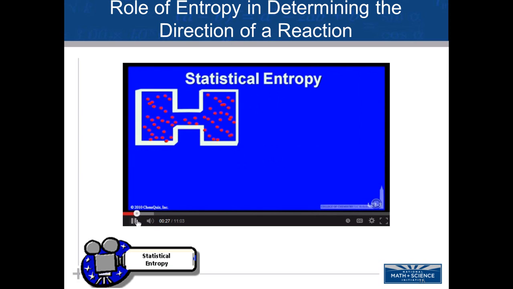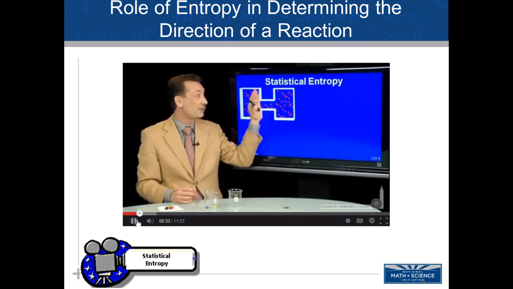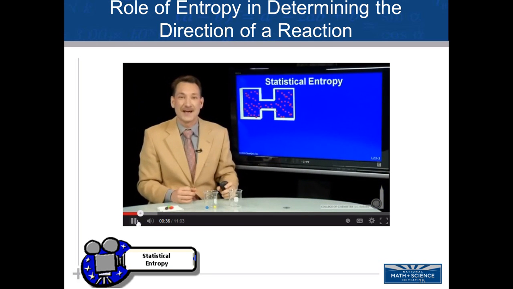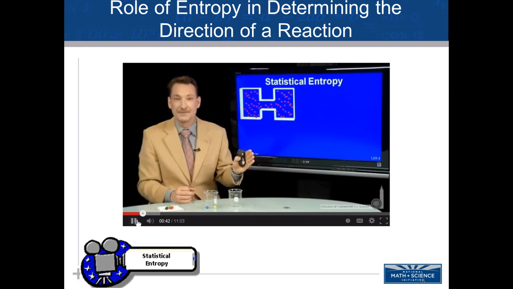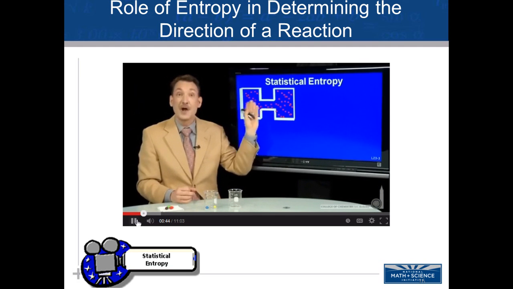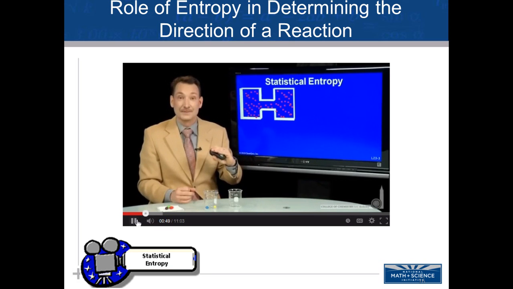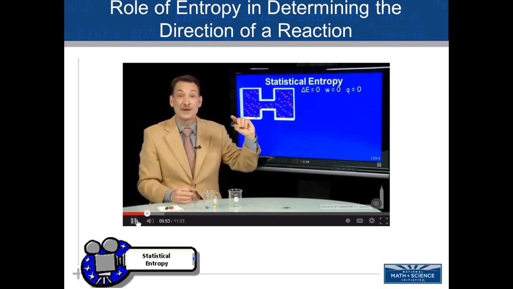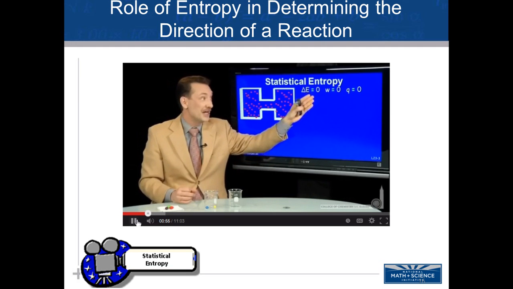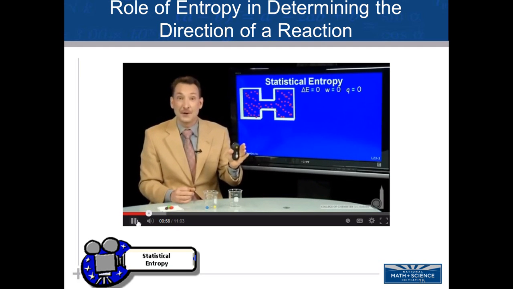Now, we know this goes naturally to expand into the vacuum. In fact, we never notice the gas compressing itself back to one side. When this process goes, expanding against a vacuum, no work is done. It's an isothermal process. No heat is absorbed or released. No energy changes. So this process has three thermodynamic parameters: the energy change, the work, and the heat, all zero.